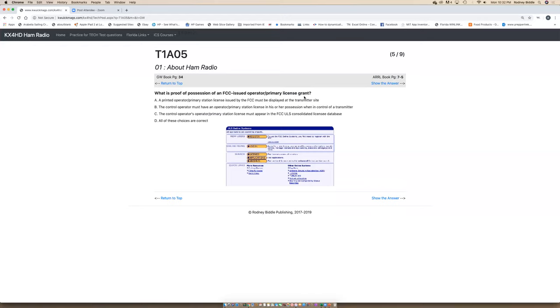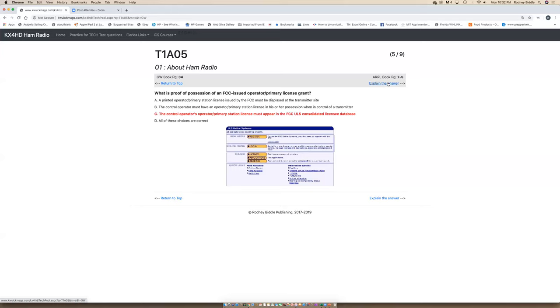The four answers are: a printed operator/primary station license issued by the FCC must be displayed at the transmitter site; the control operator must have an operator/primary station license in his or her possession when in control of a transmitter; the control operator's operator/primary station license must appear in the FCC ULS consolidated licensee database; or all of these choices are correct. And if we show our answer, the answer is the control operator's operator/primary station license must appear in the FCC consolidated licensee database.